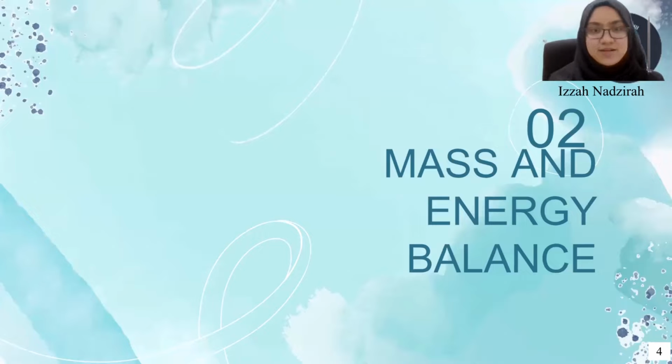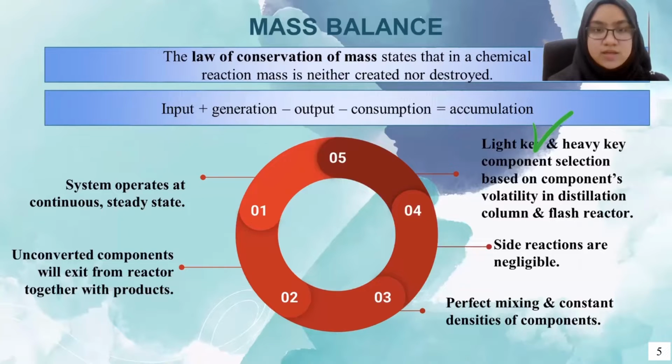My name is Izzah Nazira, and I'll be explaining more on the mass and energy portion of this presentation. So the law of conservation of mass states that in a chemical reaction, mass is neither created nor destroyed. This means that input plus generation minus output and consumption is equal to accumulation. This general mass balance equation is applicable to every single unit operation in the plant.